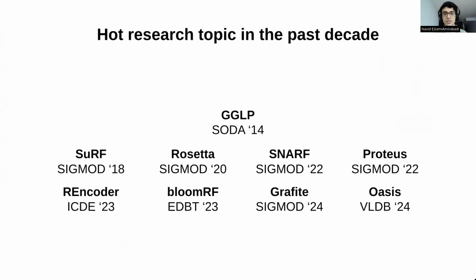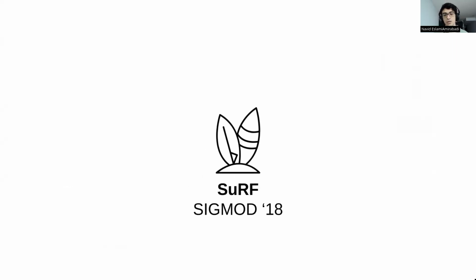Because of this, range filters have become a very hot research topic in the past decade, starting from a paper back in 2014, a theory paper that defined the problem. And then in 2018, research came into the practical scene by designing many different range filters, starting from the influential paper SuRF, which we are going to consider right now. We're going to talk briefly about SuRF to illustrate the problems that persist to this day with all of these designs.